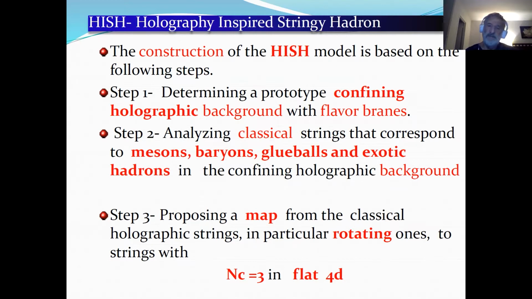Then the second step is to analyze classical string configurations in these confining holographic backgrounds that correspond to mesons, baryons, glueballs, etc. Then, and that's the main point, is to map these systems of classical strings into classical strings in flat 4 dimensions, and with N_C equal to 3 that relates to the baryons. And of course I want to emphasize that that's some kind of a map that's set by hand. It's not some controlled approximation.